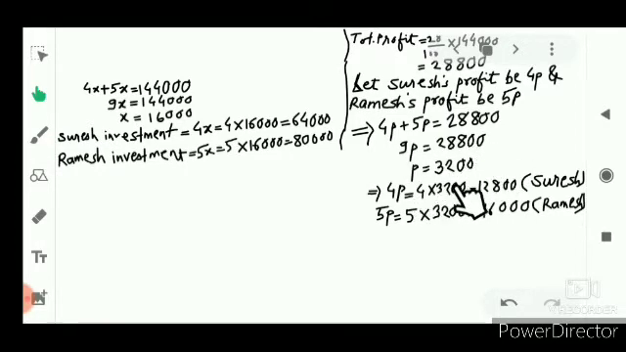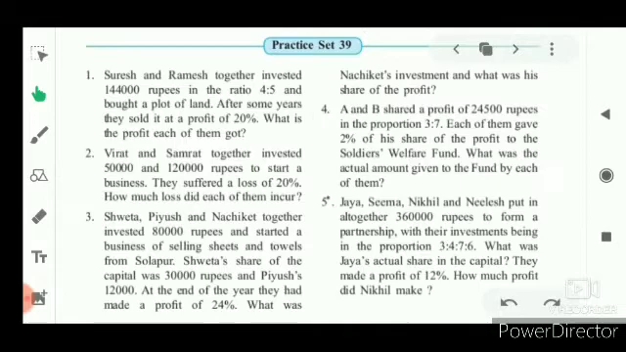So we get the value of p as 3,200. So Suresh's profit is 4p, that is 12,800, and Ramesh's profit is 16,000. Okay, so this much profit they have gained. Suresh gained 12,800 and Ramesh got the profit of 16,000. Let's see another question.